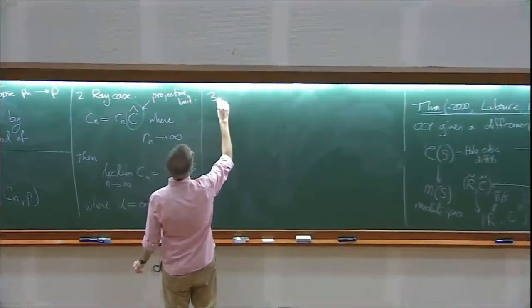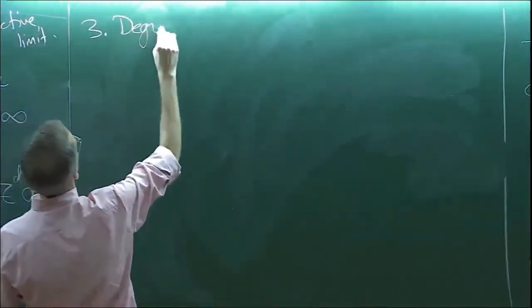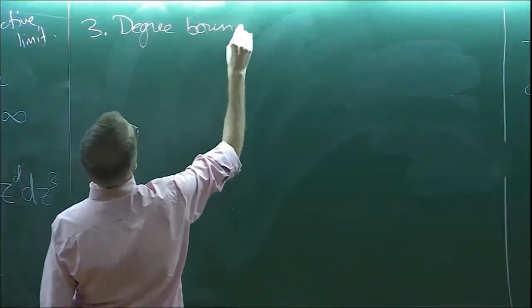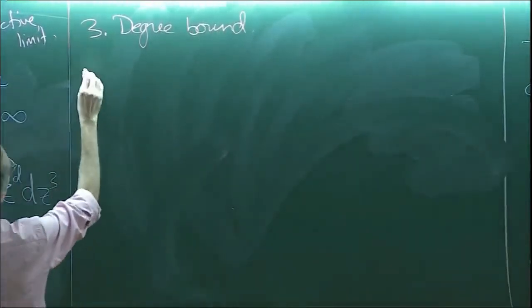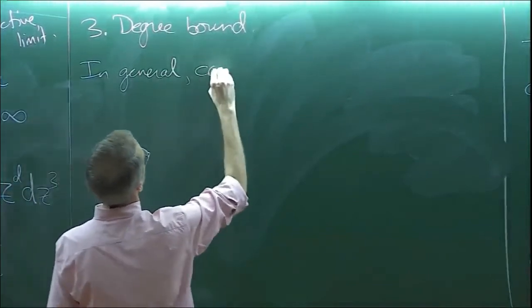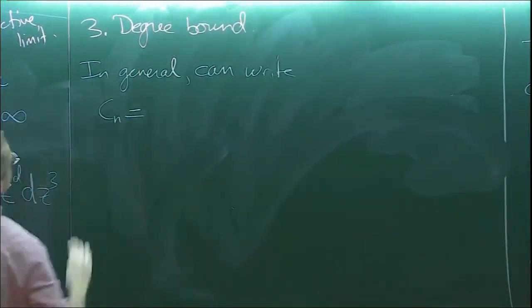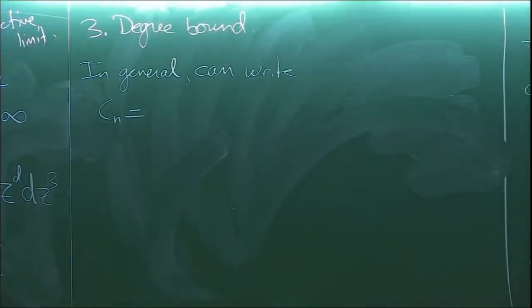The third property, before I tell you the construction, is the following degree bound. In general, we can always do the following. We can take our sequence of cubic differentials, Cn, and say, up to rescaling them by positive real scalars, we can always arrange for them to converge to some point, just like here.